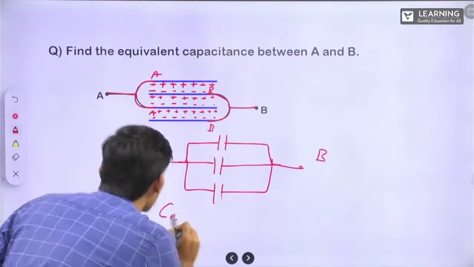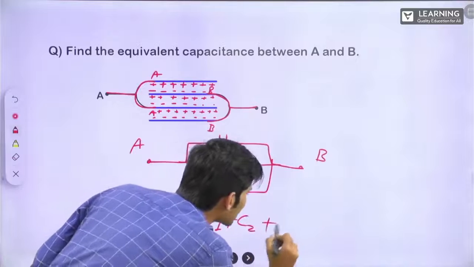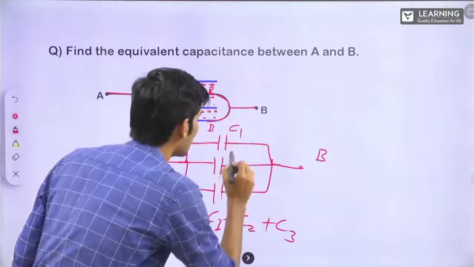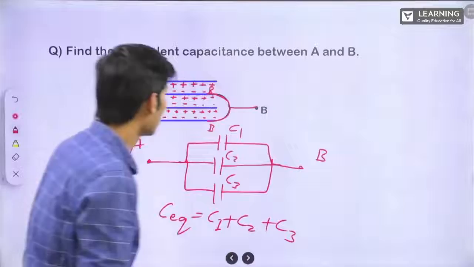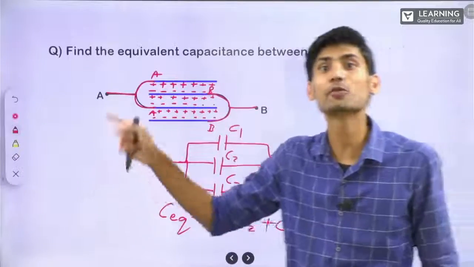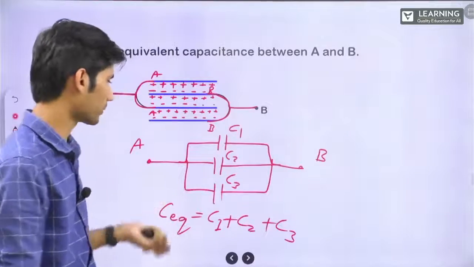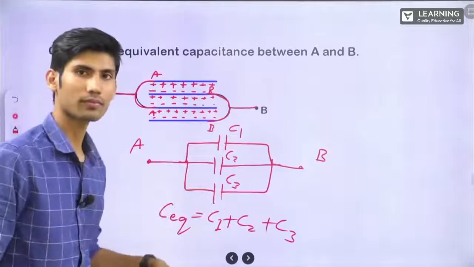So C equivalent is equal to C1 plus C2 plus C3. Fine. This is C1, this is C2, this is C3. We don't know if the capacitances are equal or not because it is not mentioned. In the last question, it was mentioned that between 2 plates the capacitance is C. Here it's not mentioned, so they can be different also. Fine. Next.